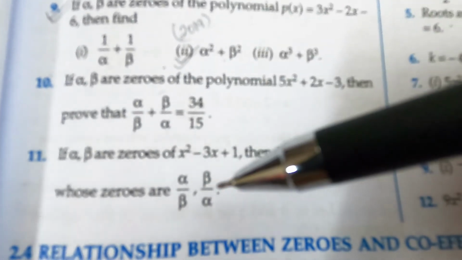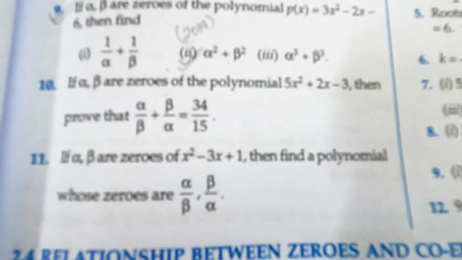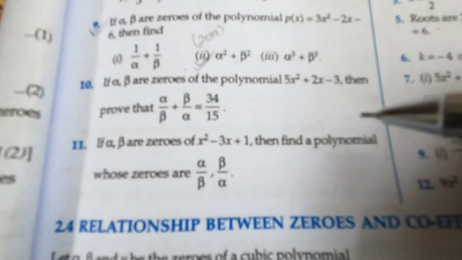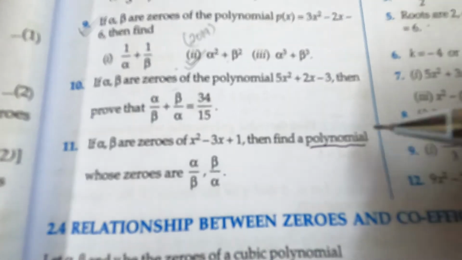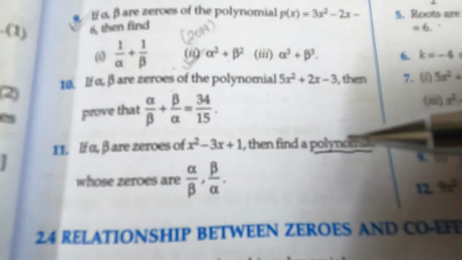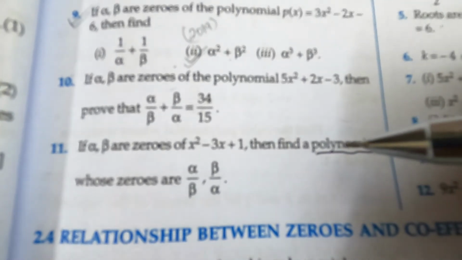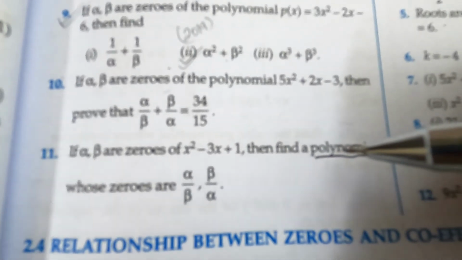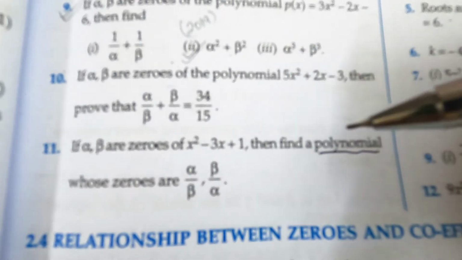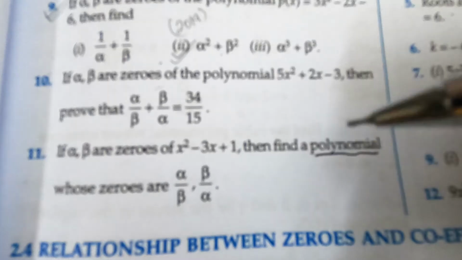So if alpha beta are zeros of x square minus 3x plus 1, then find a polynomial. So in this case we have to find a polynomial. So in this case we have to use that formula: x square minus sum of zeros plus product of zeros. So the first thing we need to find is sum of zeros and product of zeros, then we will be able to find the polynomial. All right, question number 11.